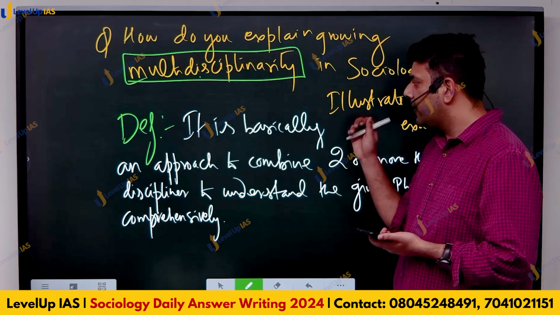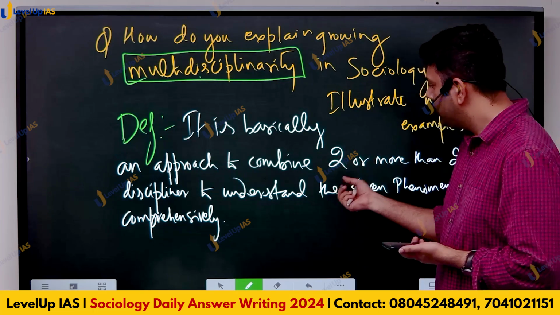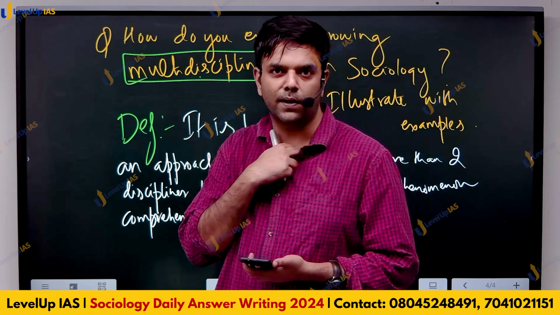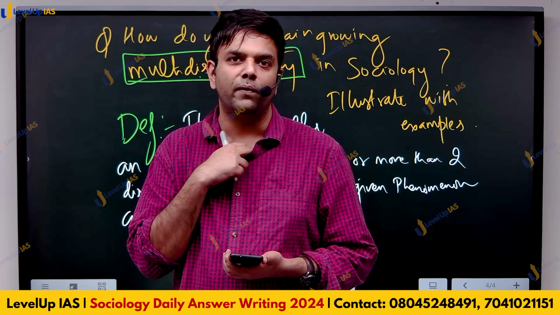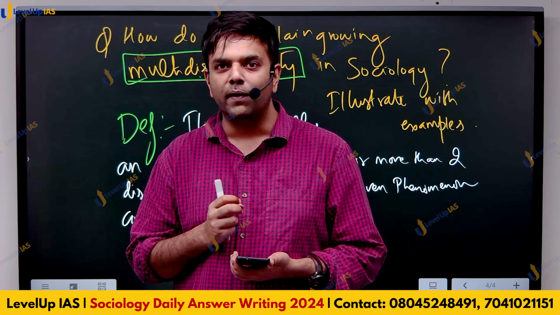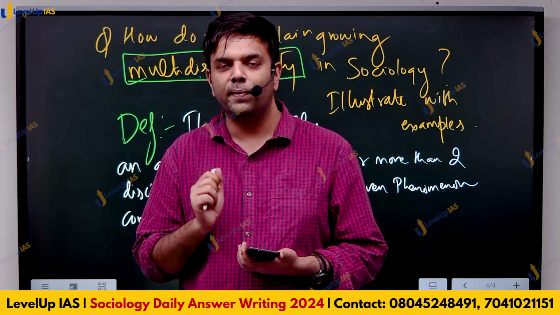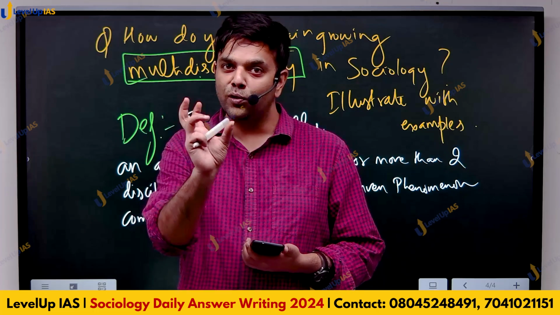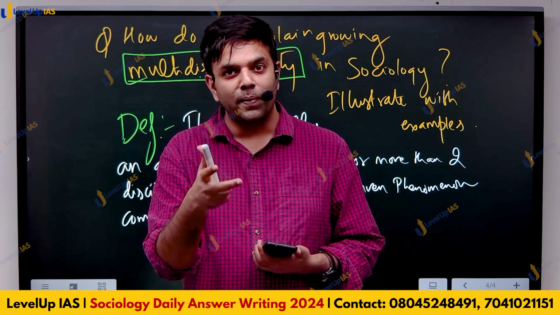यही होता है मल्टीडिसिप्लिनैरिटी. एक अप्रोच टू कंबाइन टू और मोर देन टू डिसिप्लिन्स टू अंडरस्टैंड द गिवन फिनोमेना कॉम्प्रिहेंसिवली. इसका मतलब क्या होता है सिंपल लैंग्वेज में? सपोज करो आपको पावर्टी एक्सप्लेन करना है. पावर्टी को एक इकोनॉमिस्ट भी एक्सप्लेन कर सकता है, पावर्टी को एक सोशियोलॉजिस्ट भी एक्सप्लेन कर सकता है, ओके। बट कुछ लोग होंगे जो दोनों अप्रोचेस को कंबाइन कर देंगे to explain poverty more comprehensively.